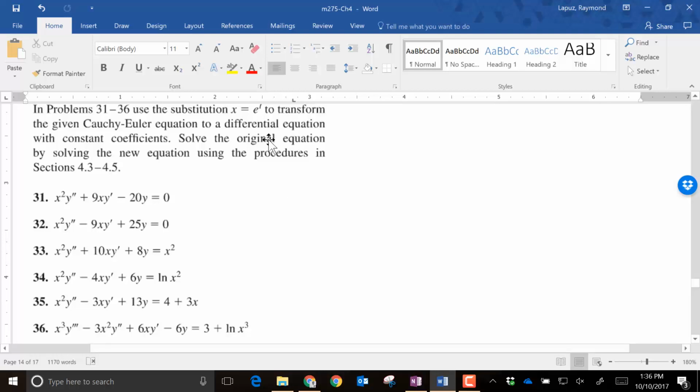So by doing this, they say there's a particular substitution that you can take, so you can transform the equation into a differential equation with constant coefficients, and maybe that would be easier to solve. Not that it would be easier to solve, because it seems like it would take more steps, but it's an interesting process. So let's take a look at it.